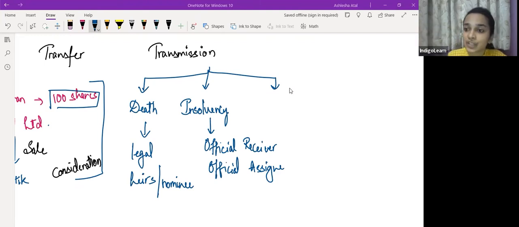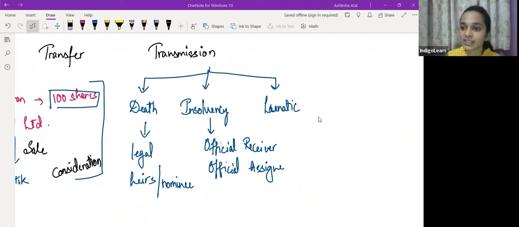And the third situation is in case a person turns lunatic. Who is a lunatic? I'm sure you have studied this. You all know who a lunatic is. Can someone tell me who is a lunatic, or what does lunatic mean? A person of unsound mind, a person who is not in a position to understand things and make a rational decision. So the third situation wherein transmission of shares would happen is where a person turns lunatic.